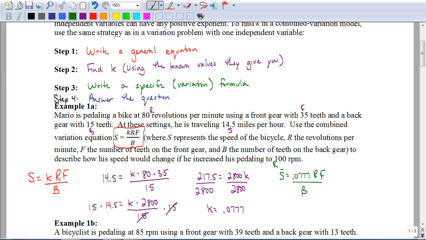So he's using the same bike, so his front gear teeth and his back gear teeth are going to remain the same. So to answer the question, we would say 0.0777 times 100 times our front gear teeth, which was 35. All that divided by our back gear teeth, which was 15. If you do that on your calculator, we get 18.1 miles per hour. So his speed would have gone from 14.5 miles per hour to 18.1 miles per hour.